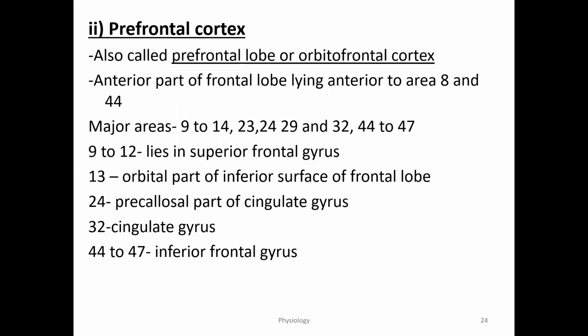Now, the second part of the frontal lobe is the prefrontal cortex, also called the orbitofrontal cortex or prefrontal lobe. There are different areas present in this prefrontal cortex, the anterior part of the frontal lobe. Again, area number 8 and 44, then area number 9 to 14, then you have area number 32, 44, 47. So these are the different areas present in the prefrontal cortex. We will see in the next lecture what the functions of these individual areas are.